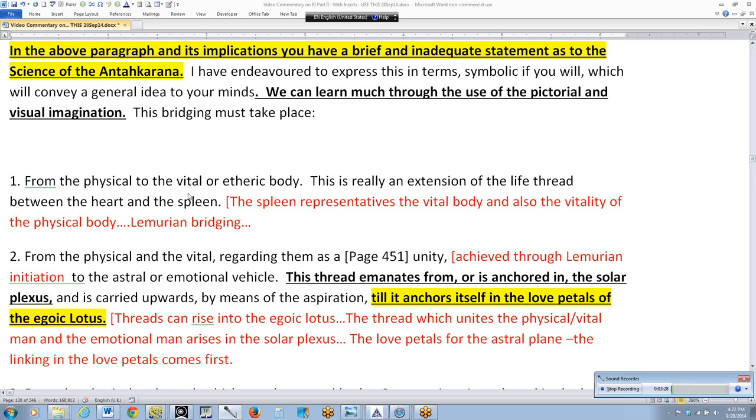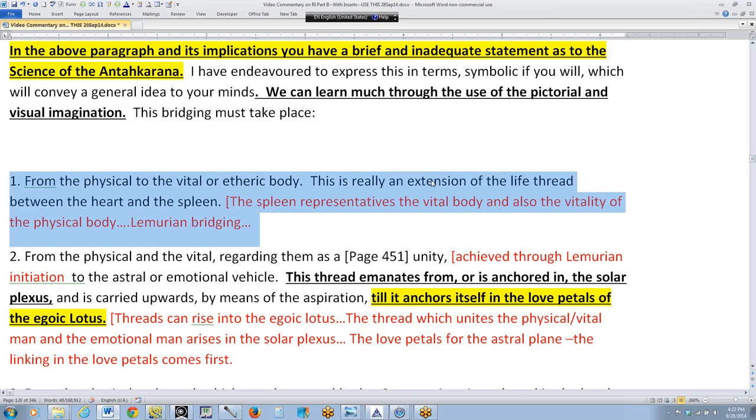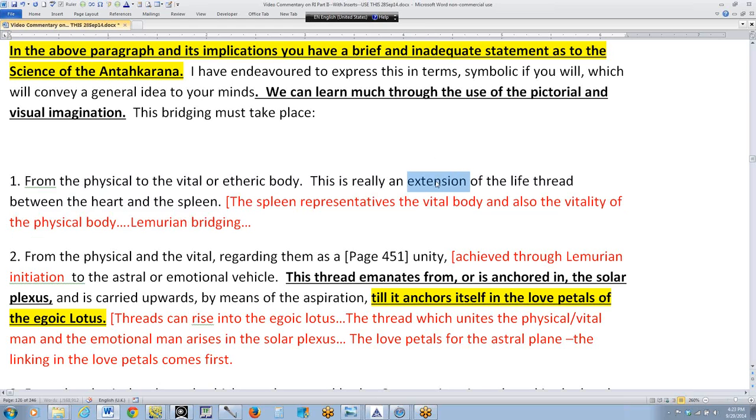This bridging must take place from the physical to the vital or etheric body, and this is really an extension of the life thread between the heart and the spleen. So we have here a linking between dense physical and vital, and the thread involved there is the heart-spleen thread. It's really worth reviewing this because it's not easy to keep all this straight. Then from the physical and the vital, regarding them as a unity, to the astral and emotional vehicle. This thread emanates from or is anchored in the solar plexus and is carried upward by means of aspiration till it anchors itself in the love petals of the egoic lotus, as I was saying.